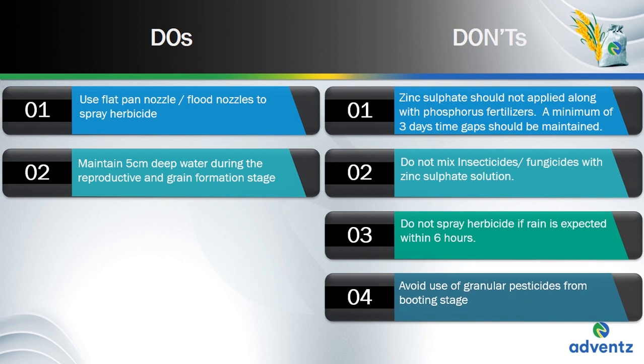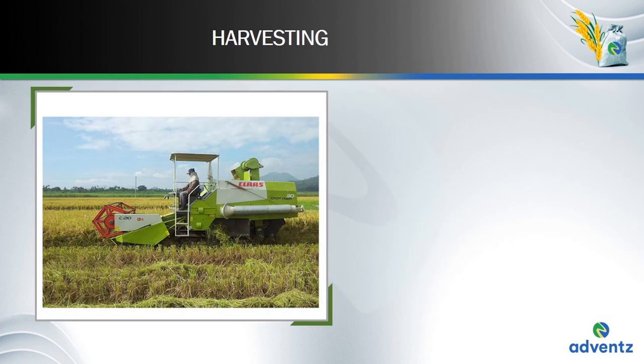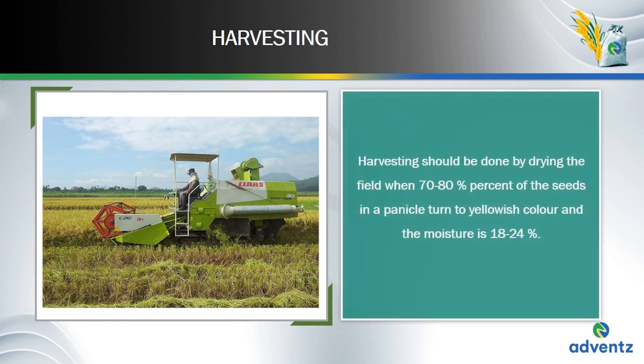So with these things, the last thing in rice cultivation module is harvesting. Harvesting should be done by drying the field when 70 to 80% of the seeds in a panicle turn to yellowish color and the moisture is 18 to 24%.